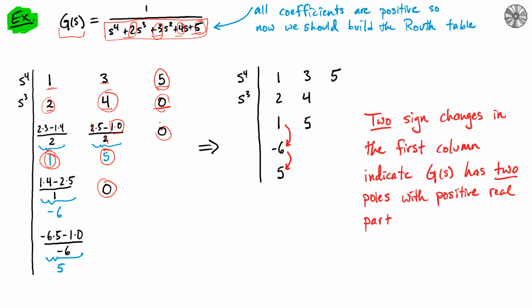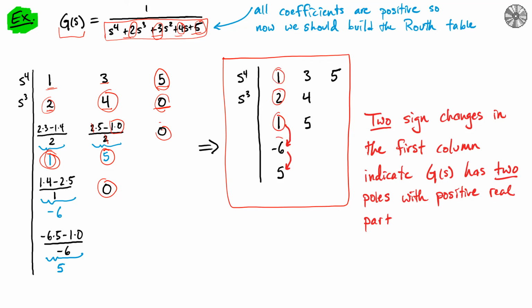You continue this process, and what you get is this Routh table. You may pause the video and finish it off if you want to. So you get this Routh array, and what this says is this term is positive, this is positive, this is positive, and then this switches to negative. So right here is the first sign change. And then it switches back to positive to get to the 5. And so this is the second sign change. Because there are 2 sign changes here, that says that G of S has 2 poles with positive real part. And that's all there is to the Routh stability criterion.